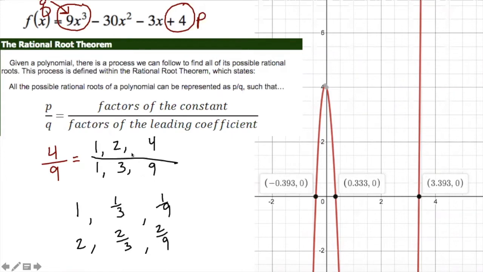We could have 4 over 1, which would be 4. We could have 4 over 3, which would be 4/3. And we could have 4 over 9, which would be 4/9. Okay, I think that is every combination of numerator over denominator. So what this means is this is possibilities for the zeros or the x-intercepts of this function.